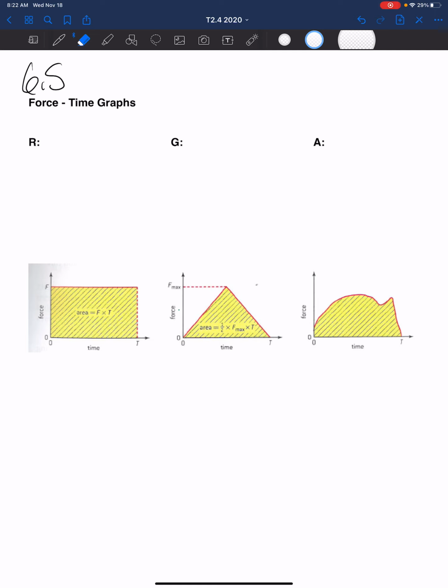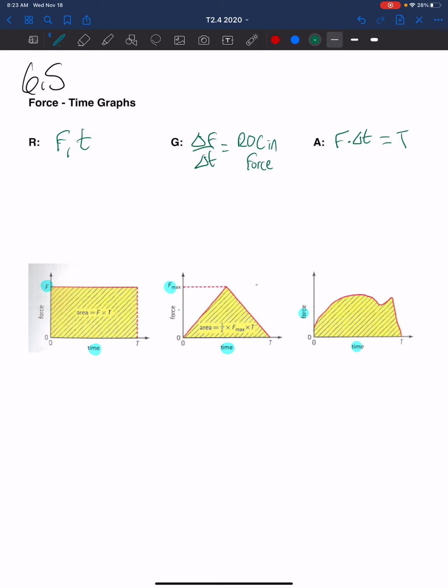In installment 6.5, we are going to look at force time graphs in greater detail. What we can see with each of these graphs is that their y-axis is force and the x-axis is time. So what we can read off these graphs is force and time, the gradient dividing those axes, delta F over delta T, which is the rate of change in force, and the area is F times delta T, which we recognize as the impulse, and also happens to be equal to the change in momentum.